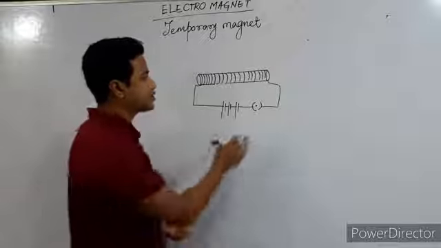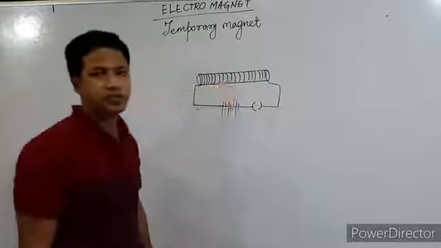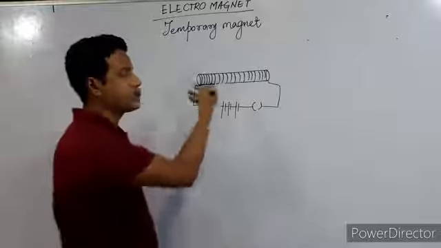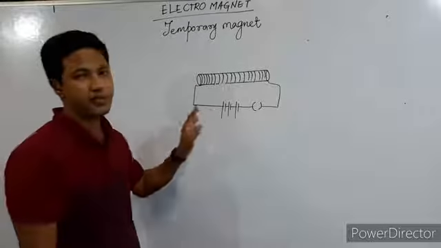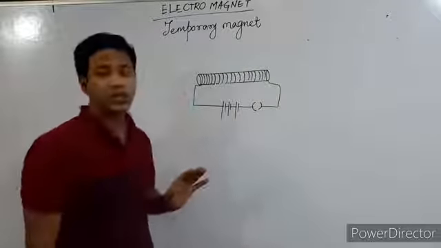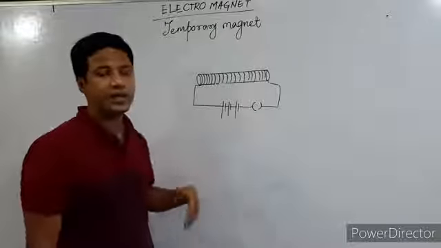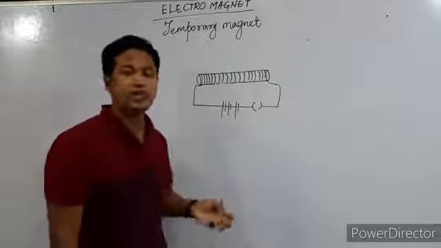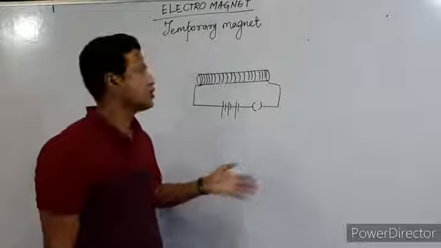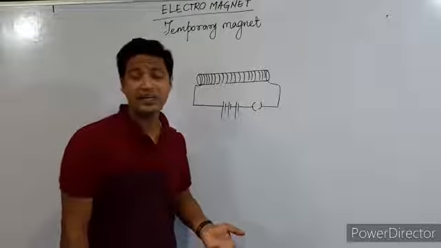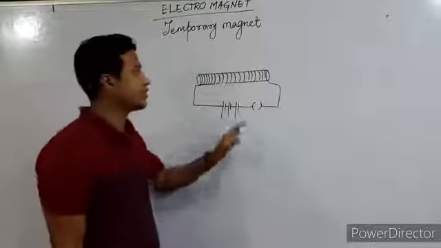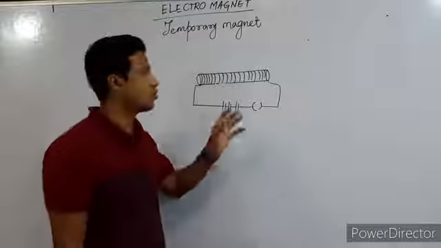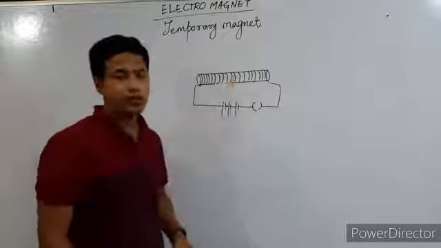So when the current stops, it loses its magnetism. It completely loses its magnetism. That's why we are using a soft iron core. Instead of that, if you use carbon steel or aluminium or any other thing, it will not lose its magnetism completely. So that's why we are using a soft iron core in the electromagnet.